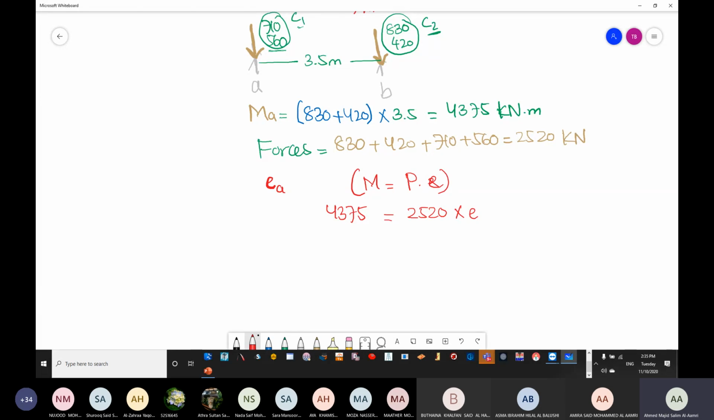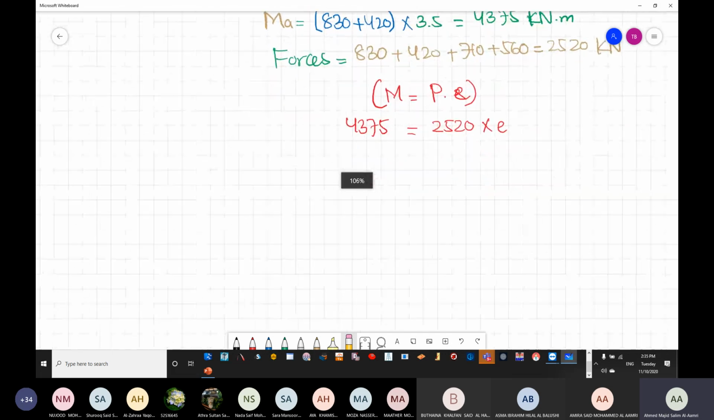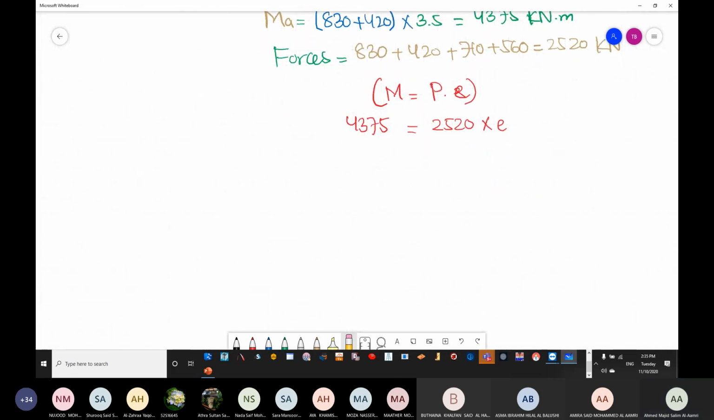So the single force, can you turn off your mouse, please? Single force is equal to the sum of all forces, the sum of four forces. Can you please turn off your mics?